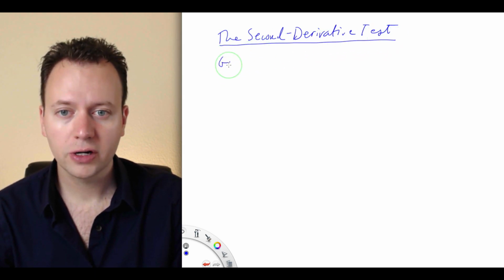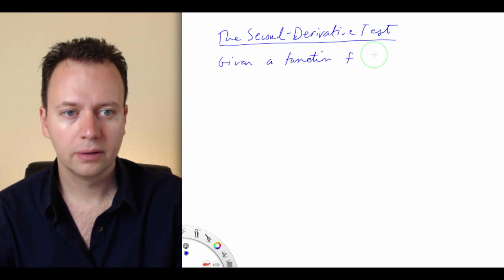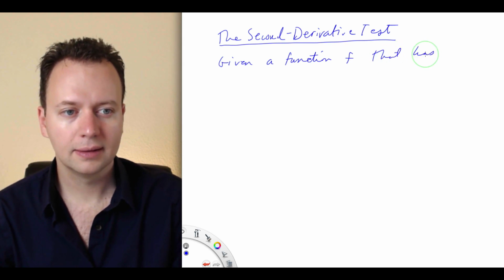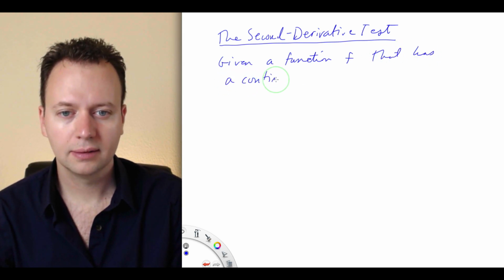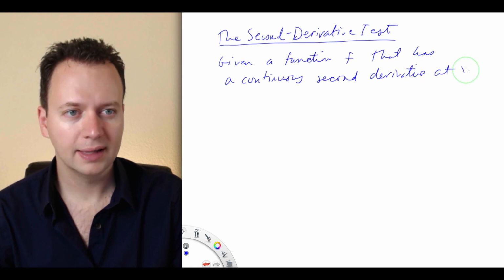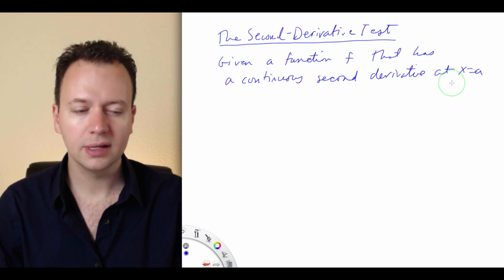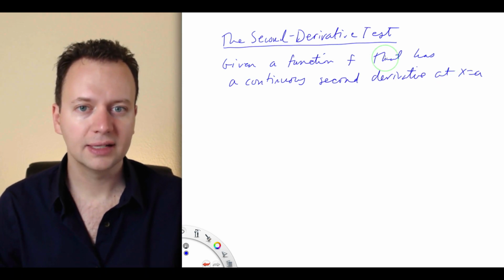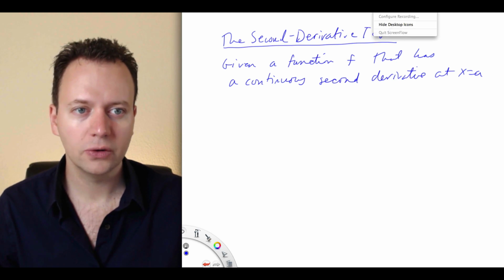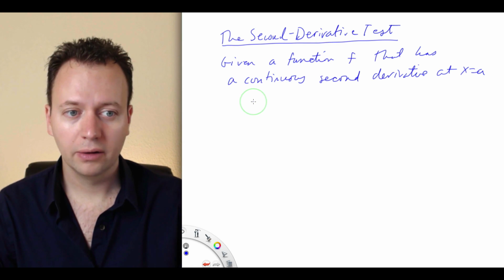Given a function f that has a continuous second derivative at the point x equals a. In other words, the second derivative has to be continuous at the point a. This test does not work if the second derivative is discontinuous. Then the following statements hold.